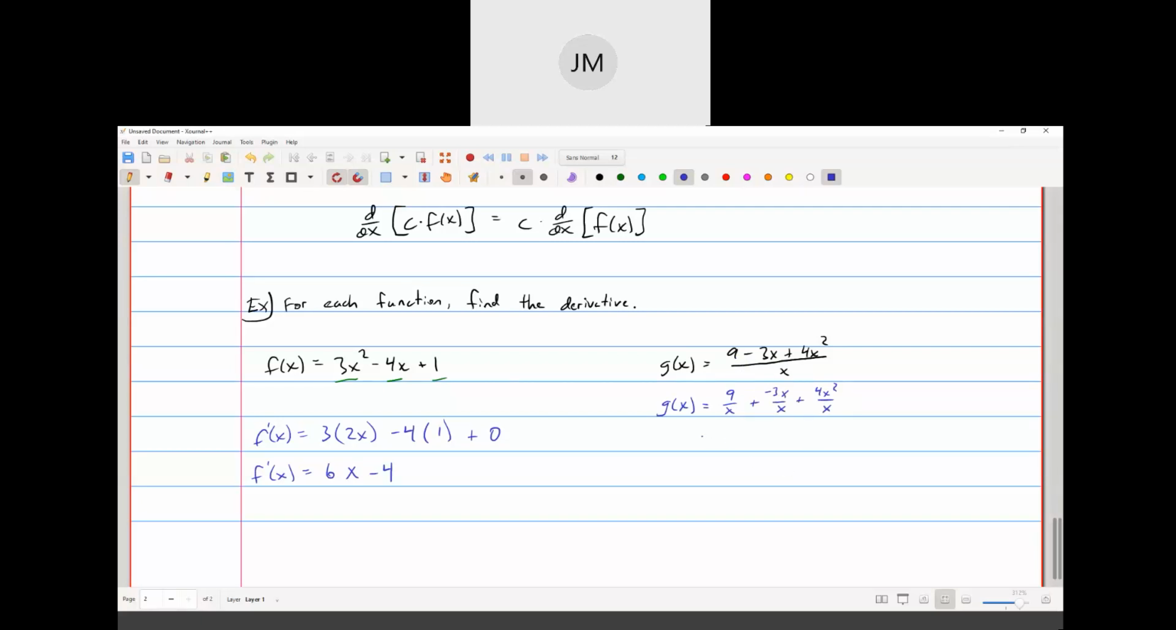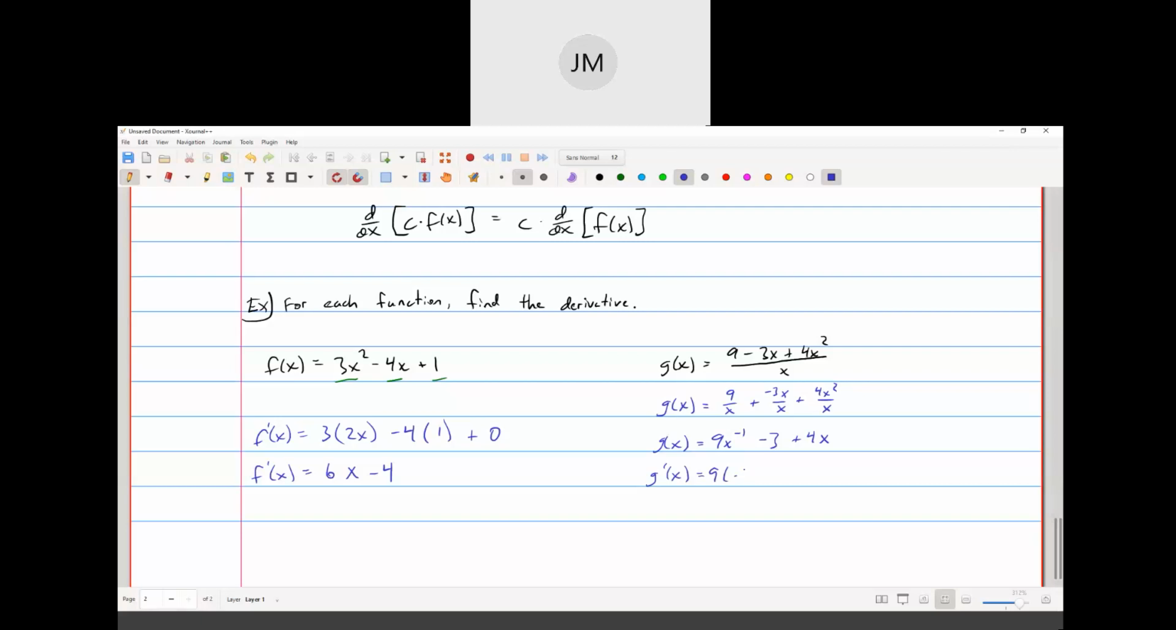And then I can rewrite them. 9 over x I can write as 9x to the negative 1 power. X over x cancel, and I'll just get 1, so this is minus 3. And then x squared over x will just leave me with an x. Now this looks like something I can differentiate because each one of these is x to a power. So now we can use our derivative rules.